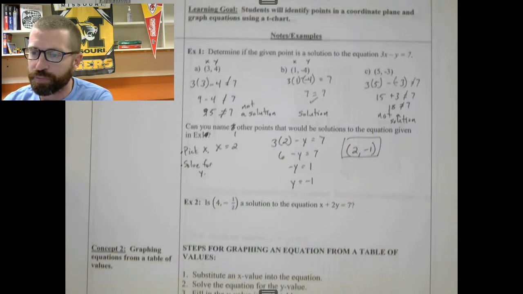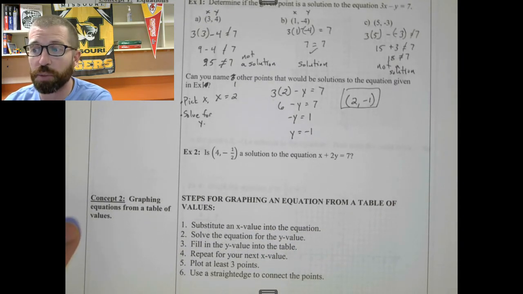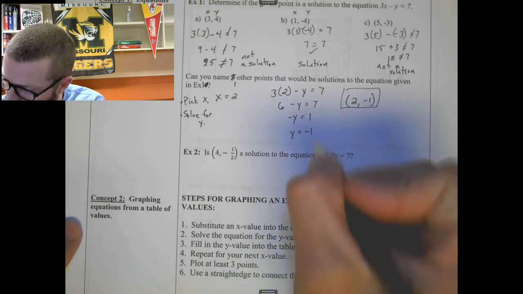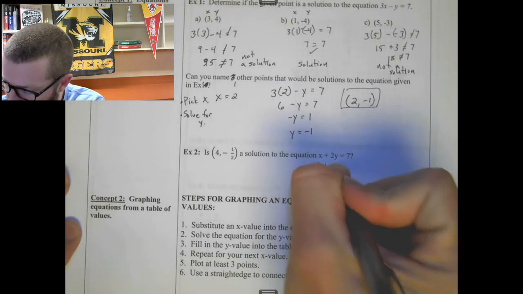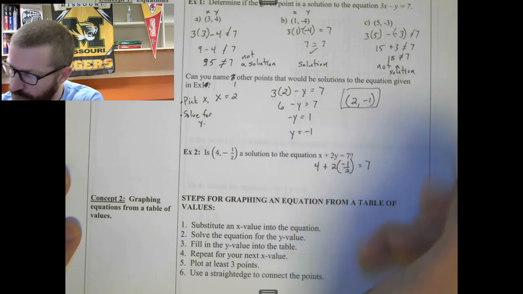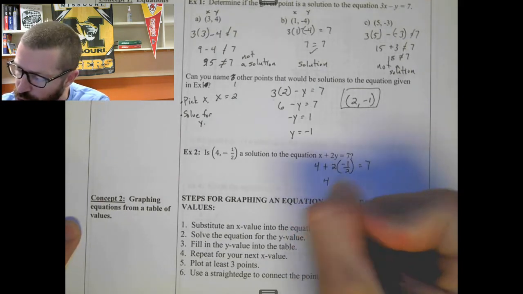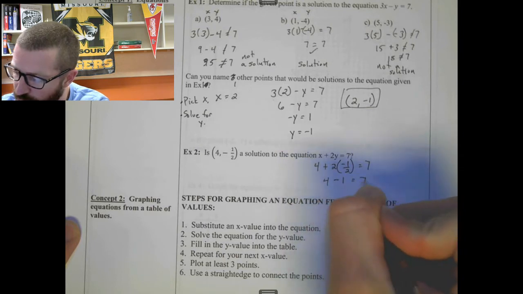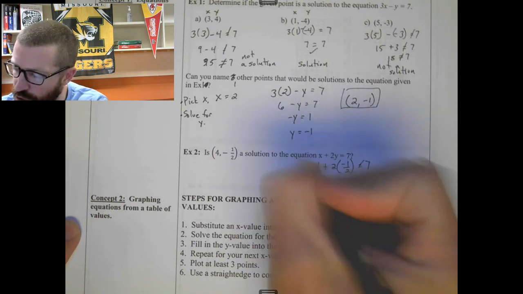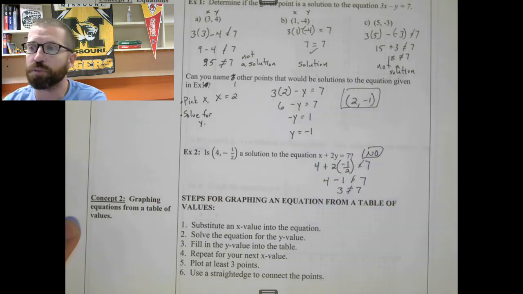We're going to move on here. Okay, example 2 says, is 4, negative 1/2 a solution to the equation? So do the same thing. This is just a fraction. So we're going to plug in 4 for x and then negative 1/2 for y and just see if it's true or not. So we have 2 times negative 1/2 is minus 1, is equal to 7. And that is not true. 3 is not equal to 7. And so the answer to the question is just no. It's not a solution.